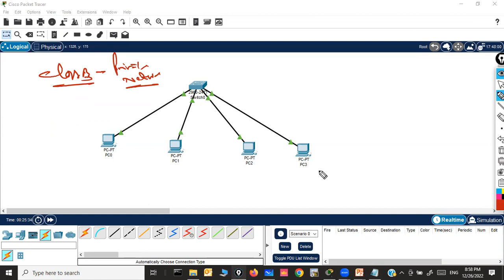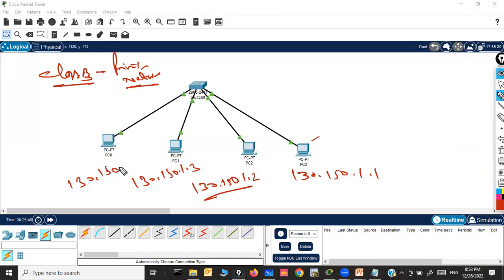Now, can I assign any address to this machine? Let's say 130.150.1.1. Yes, I can use it, but it's not recommended, and this may create a problem, and I will explain how. But yes, I can use it, even though it's very unethical. If in class B I am free to use any IP address, does that make sense? Like private and public IP?